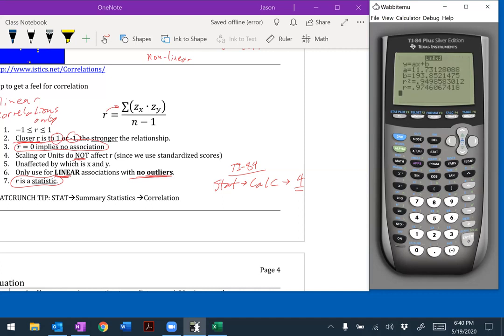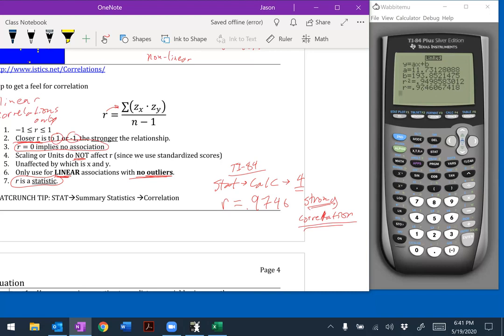Now this comes up with an R value. A lot of your calculators might not come up with the R. Let me show you, but first I'm going to write down the R value before I lose it. For that one, it was 0.9746. That is really close to 1. There's a really strong correlation. The closer it is to 1, the stronger it is. So that's really strong.